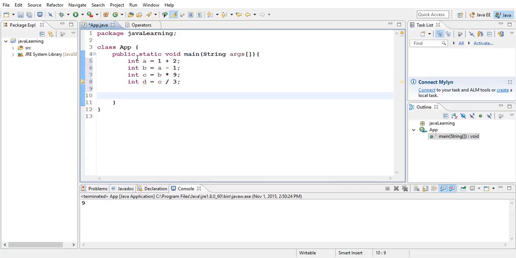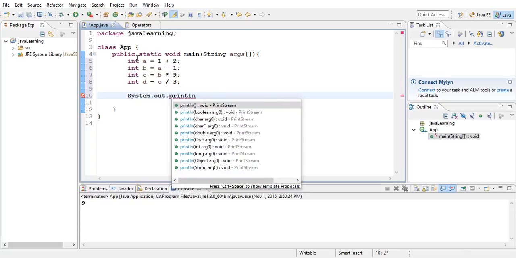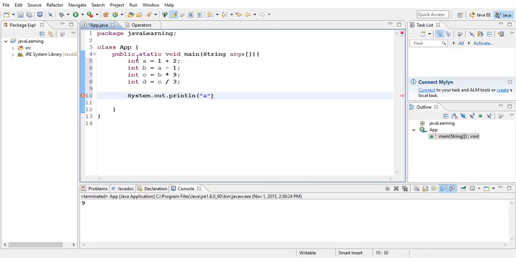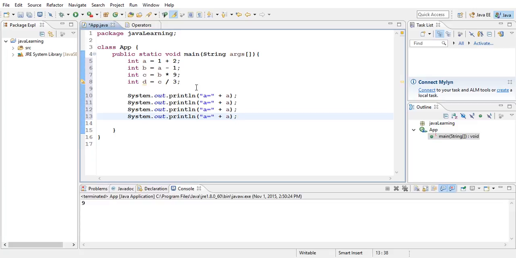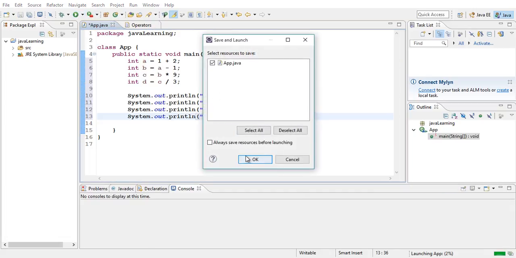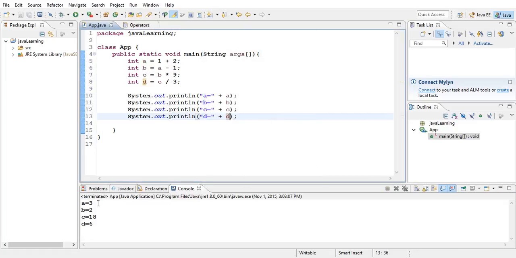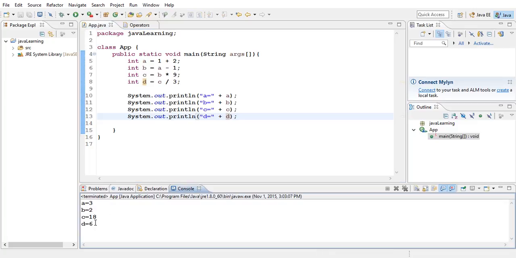And so let's print all these. System.out.println a equals a. Let's copy this statement and b equals b, c equals c, and d equals d. Okay, and we have a equals 3, b equals 2, c equals 18, and d equals 6.